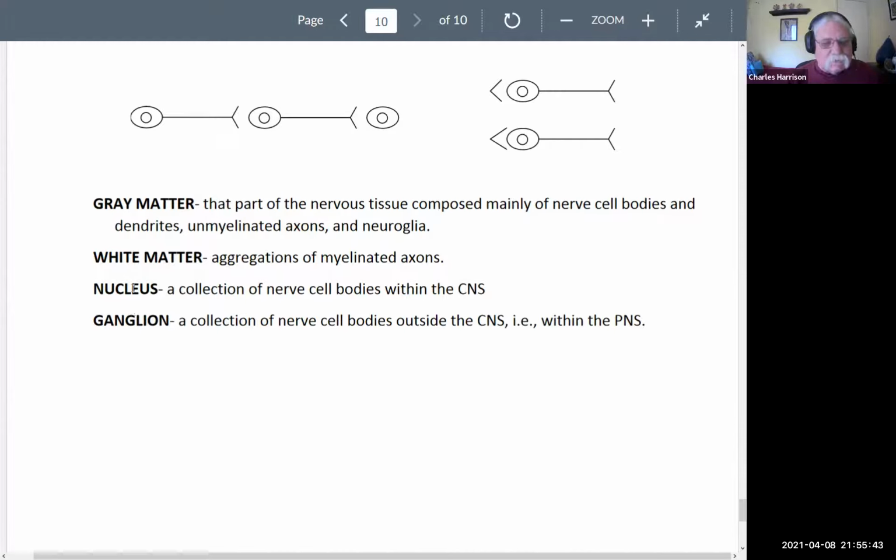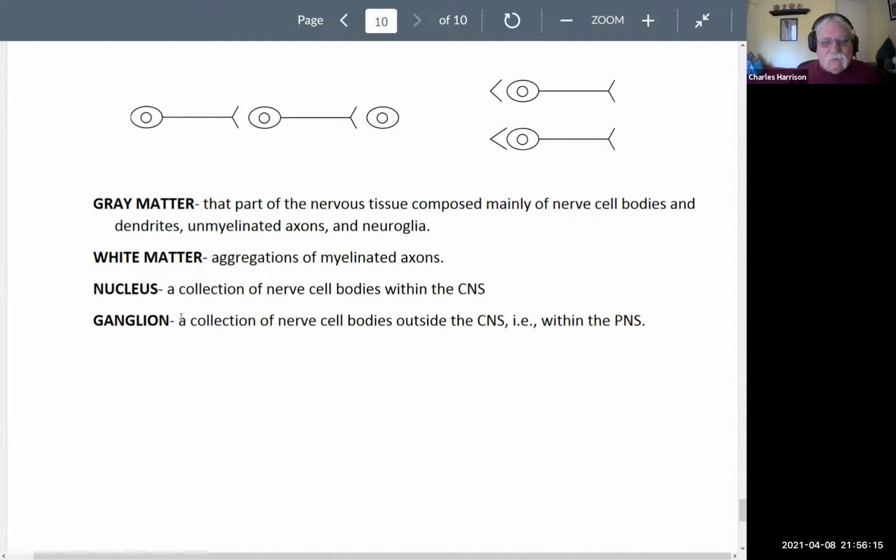Ganglion and nucleus. We'll do ganglion first. Everybody's heard of a ganglion, but I'm not going to ask you to tell me the definition, even if you could read it here. Okay, it's a collection of nerve cell bodies outside of the CNS. In other words, it's a collection of neural cell bodies in the PNS.